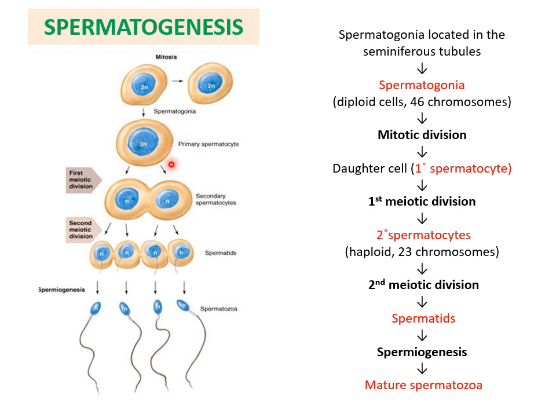The primary spermatocyte undergoes the first meiotic division and produces secondary spermatocyte, which is haploid cells with 23 chromosomes. Secondary spermatocytes undergo second meiotic division to produce spermatids. Spermatids will then undergo spermiogenesis, which is the maturation of spermatids to become mature spermatozoa.